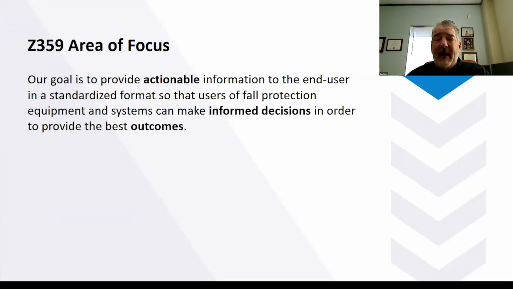This is a Z359 area of focus. Our goal is to provide actionable information to the end user in a standardized format so that users of fall protection equipment and systems can make informed decisions in order to provide the best possible outcomes. So in future revisions of other Z359 product standards, we're going to see more of this type of end user guidance being provided so that users of fall protection equipment can create a better curriculum for training and also hopefully use it to make better purchasing decisions as well.